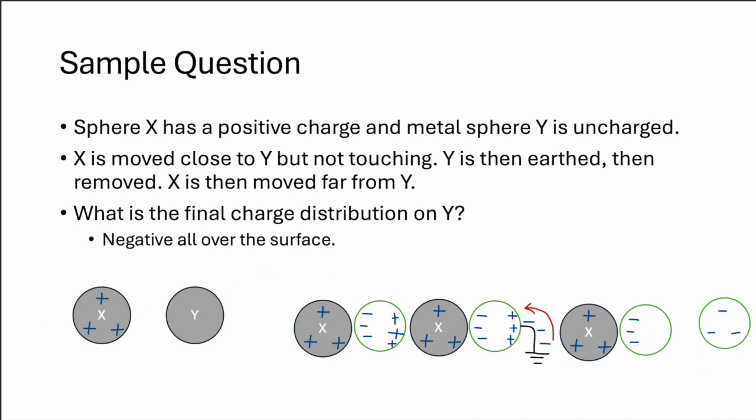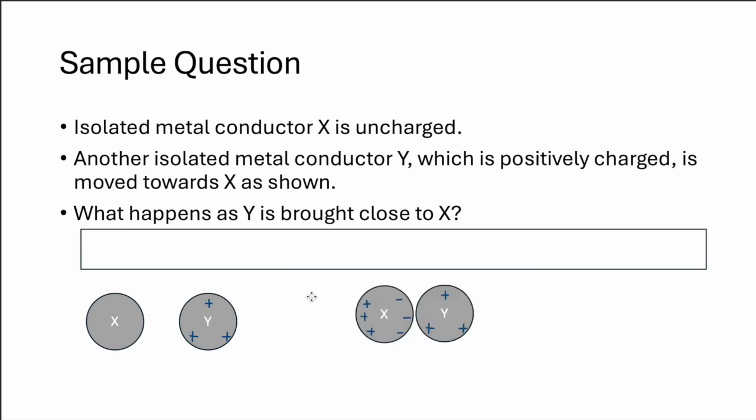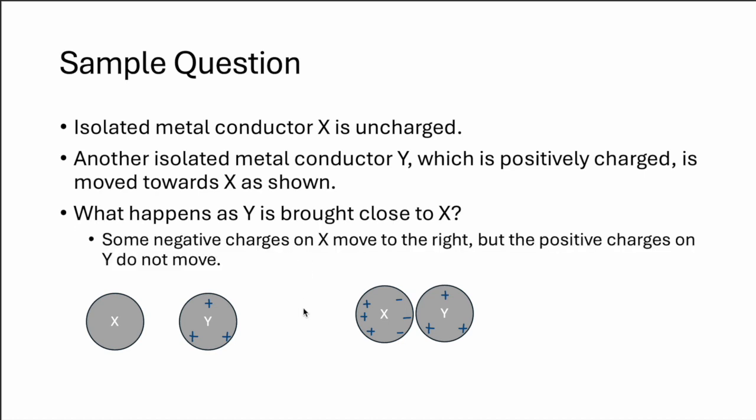An isolated metal conductor X is uncharged. Another isolated metal conductor Y, positive, moves towards it. What happens when Y is brought close to X? Some negative charge on X will move to the right, but the positive charge on Y does not move because it's fully charged up already. So the charge does not move.